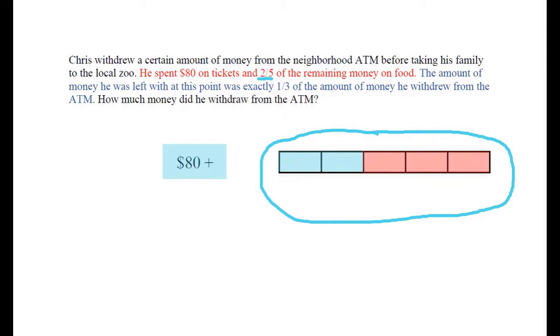So let's paraphrase. He spent $80 on tickets. Then he had some money. Two-fifths of that money was used to buy food for his family. Then the leftover, which is really 3 of those fifths, were left. And that's the amount of money that also represents one-third of the total amount of money that he withdrew.